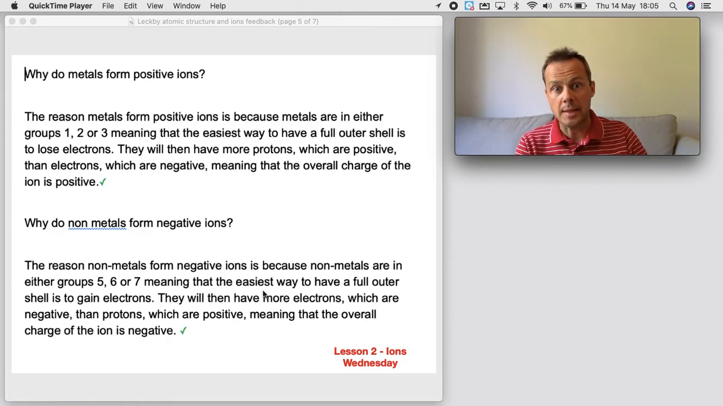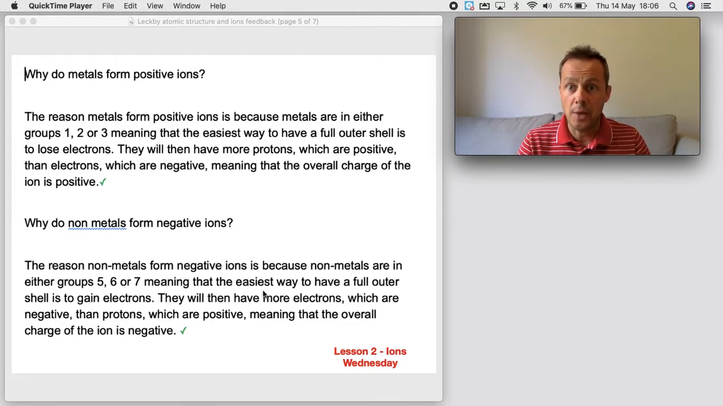The opposite is the case for non-metals. Non-metals have 5 electrons, 6 electrons, 7 electrons in their outer shell. They will gain electrons to form full outer shells. So group 5 will gain 3 electrons. Group 6 will gain 2 electrons. Group 7 will gain 1 electron. That will then result in 8 electrons in the outer shell and a full, stable outer shell.